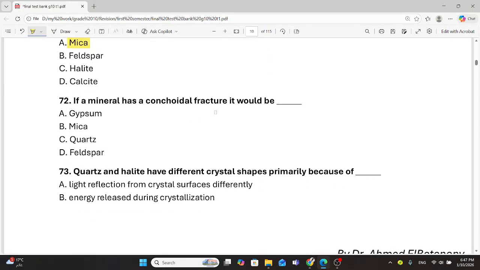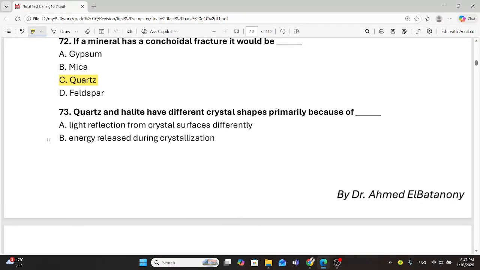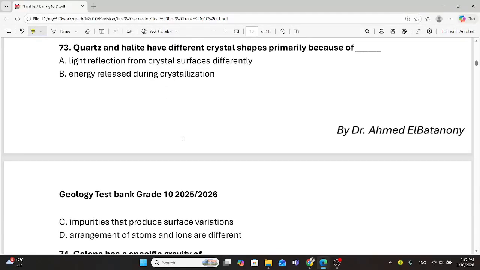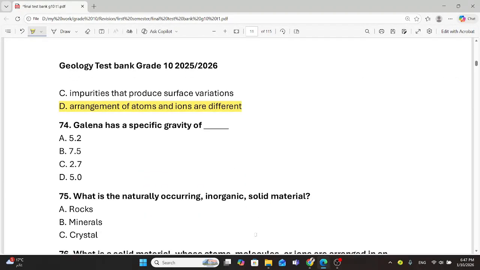If a mineral has a conchoidal fracture it would be طيب conchoidal fracture can be quartz. Quartz and halite have different crystal shapes primarily because of different crystal shape طبيعي arrangement of atoms and ions are different.